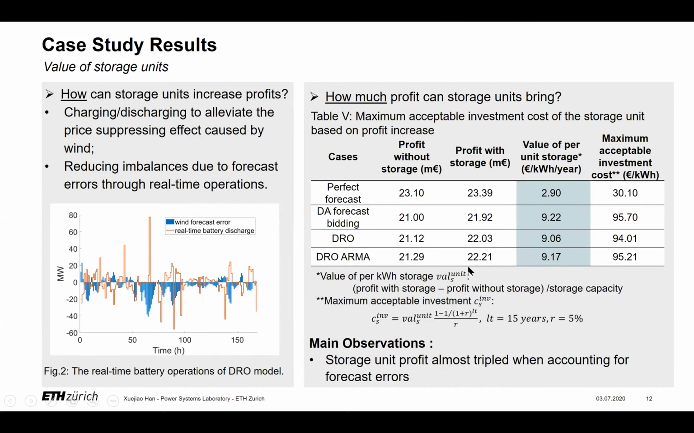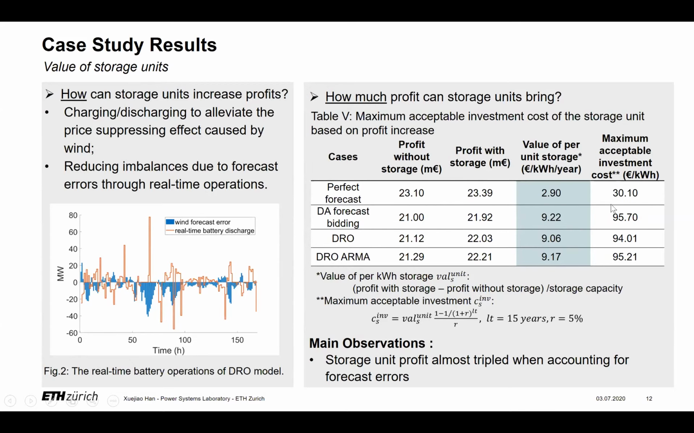So it can be seen that compared to the first case, where we assume we have a perfect forecast, meaning that we know what will happen and we have all the information of both the day ahead and the real time, these 3 cases actually achieve almost triple the value of the unit storage. And this is because of the second bullet point we show here: the storage units increase profits by reducing the imbalances due to the forecast errors at real time.